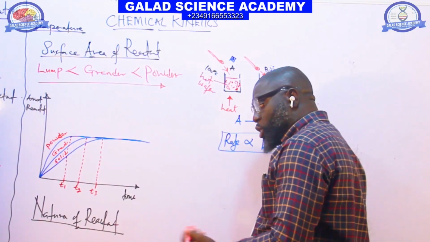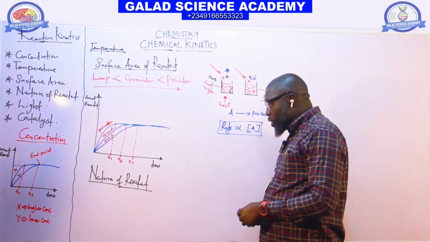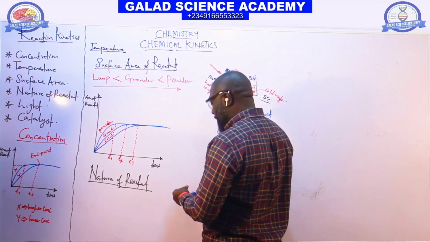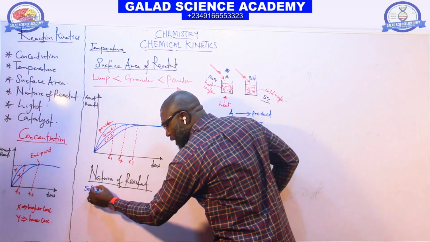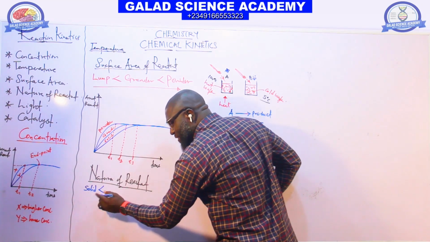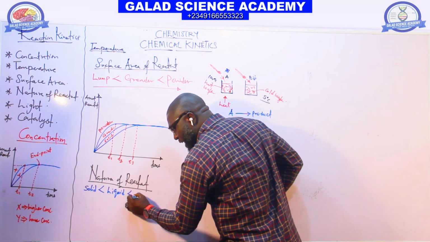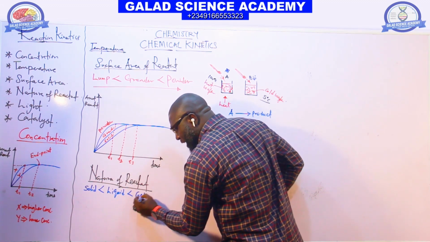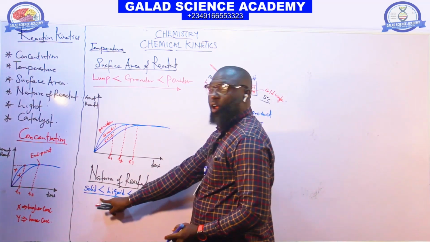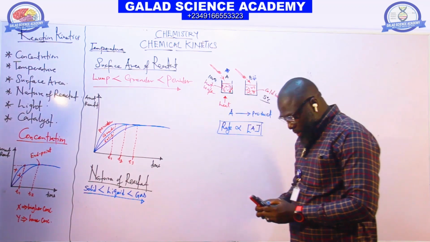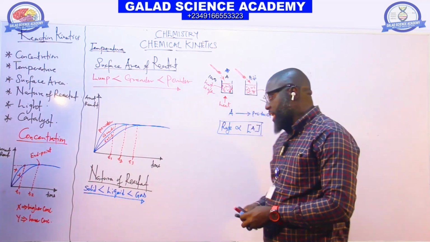We all know that the state of matter exists in three forms: solid, liquid, and gas. If the reactant of the reaction is in solid form, it is less reactive than liquid, and liquid is less reactive than gas. This is an increase in reactivity of the state of matter, which is almost the same with the surface area.